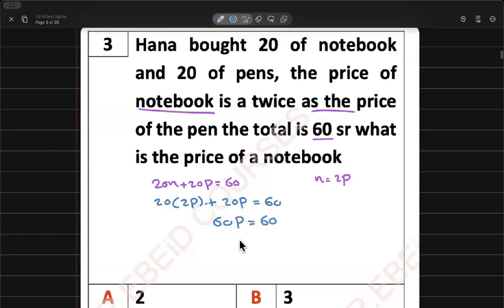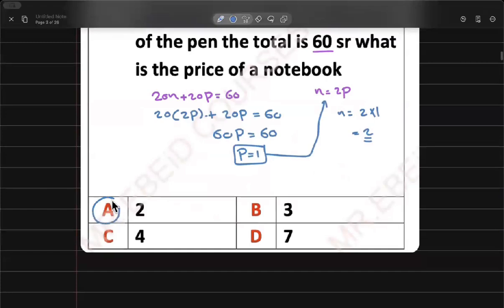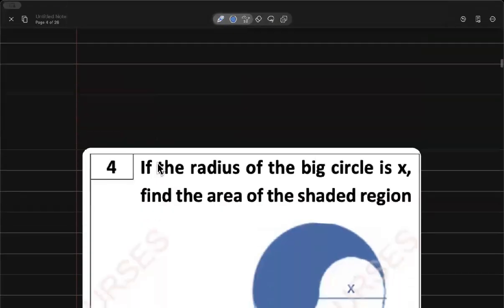So divide both sides by 60, it means the price of one pen equals what? But we want to find the price of the notebook, so it will be 2 times 1, which equals 2, so the answer is 2. So it's A. Let's move to the next question.